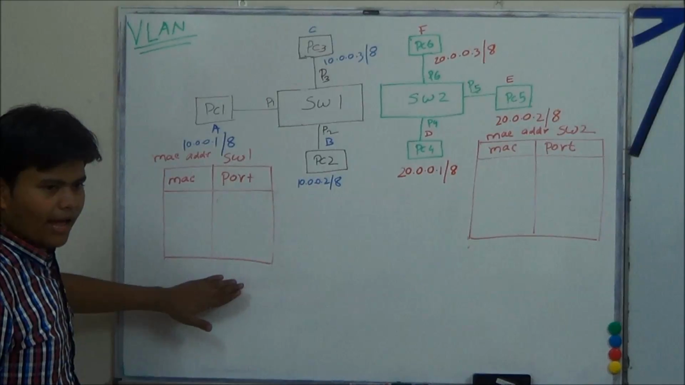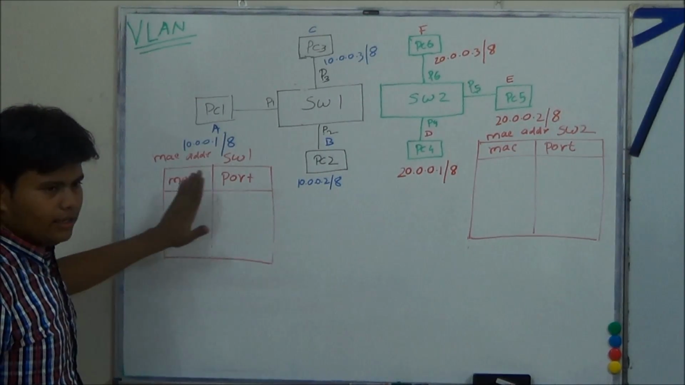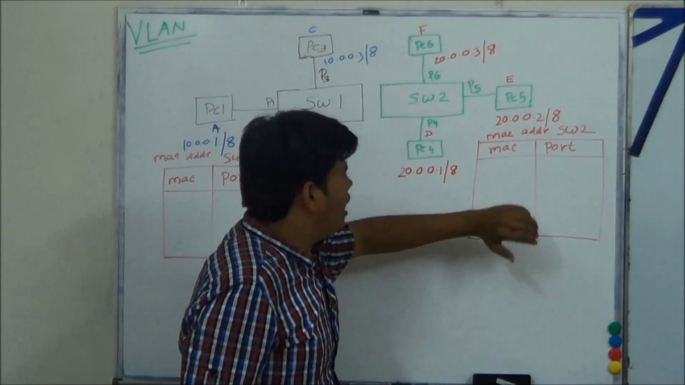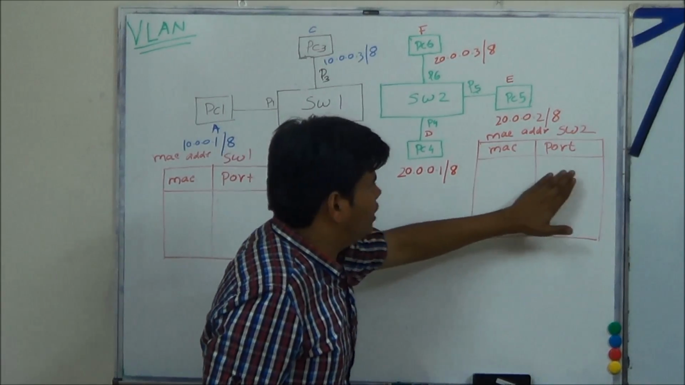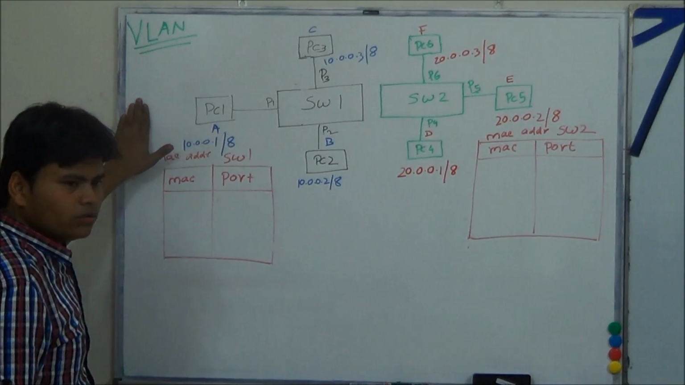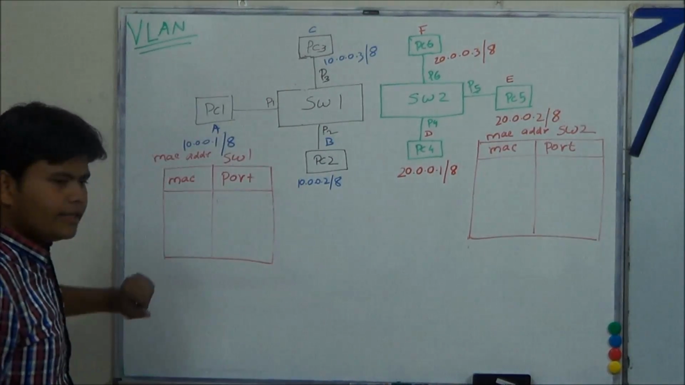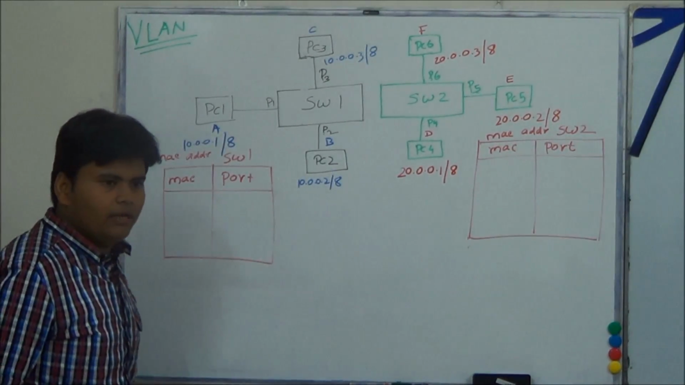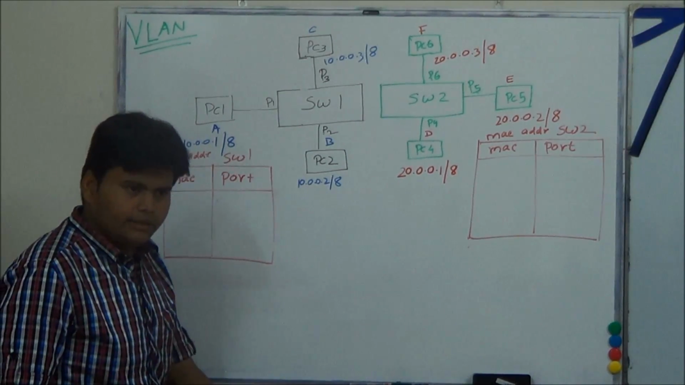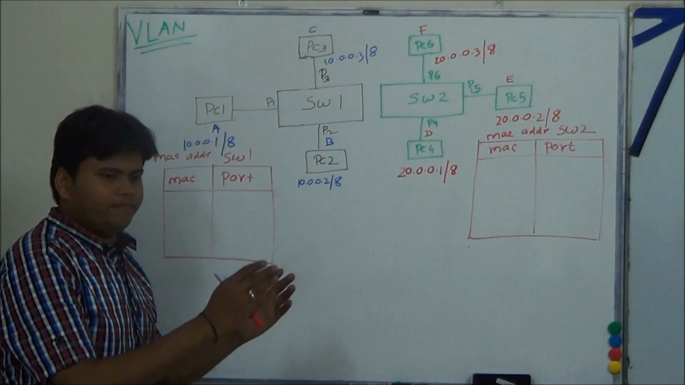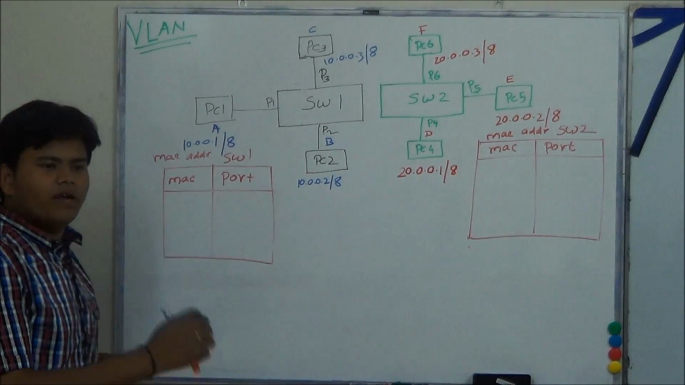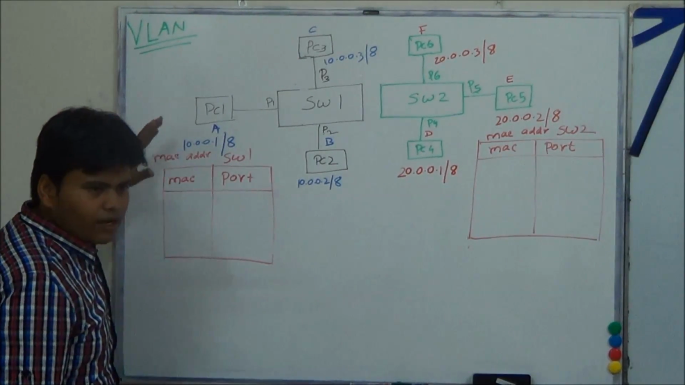The MAC address table has two fields, one is MAC and the other is port. This is the MAC address table of switch 2, also having two fields, MAC address and port. Now consider a first scenario where PC1 wants to communicate with PC2. It creates an Ethernet frame having a few fields. First, the destination MAC, second, the source MAC, third, the type field, fourth, the data field, and the fifth and last field is FCS, called the frame check sequence.